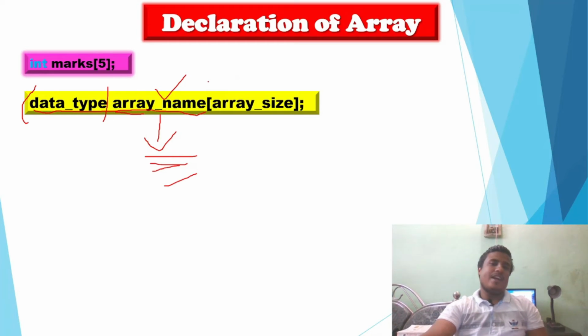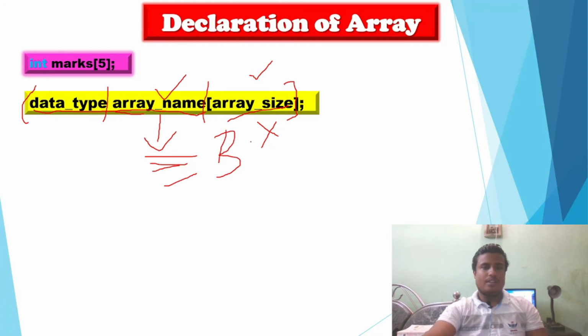And then there are square brackets. Here we mention the size. We must mention the size, we cannot leave this part blank. Hope you remember this part. In the declaration part, in C programming you can never leave this part blank. Never leave it blank.